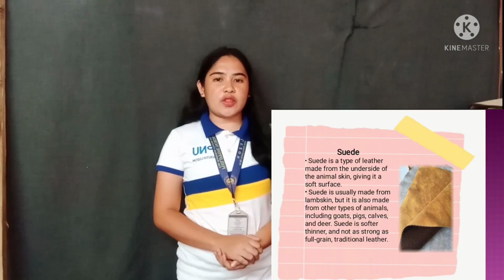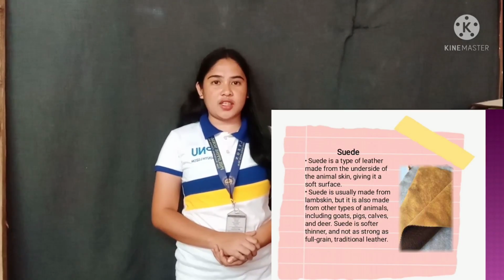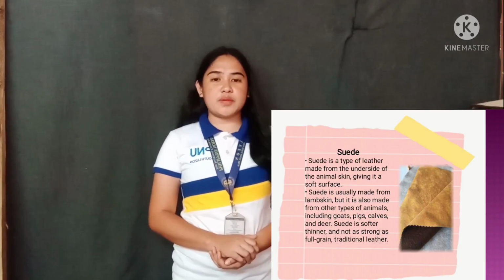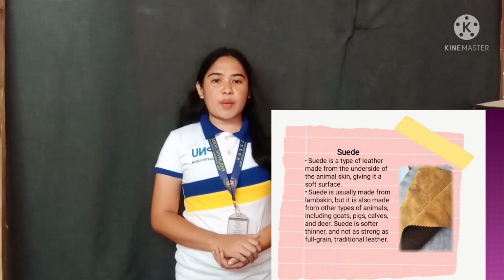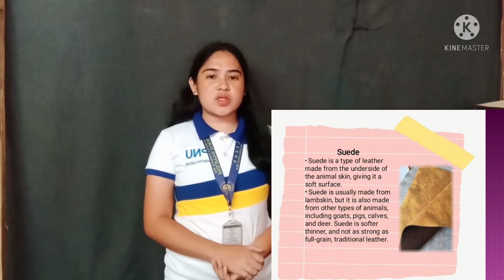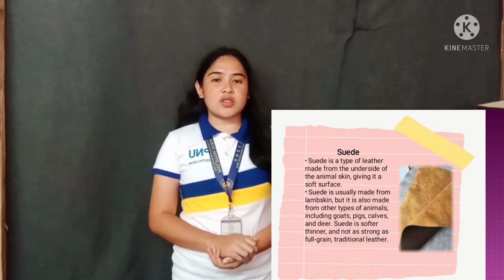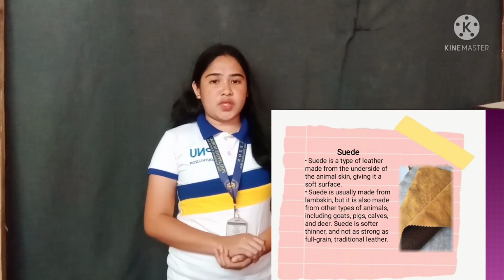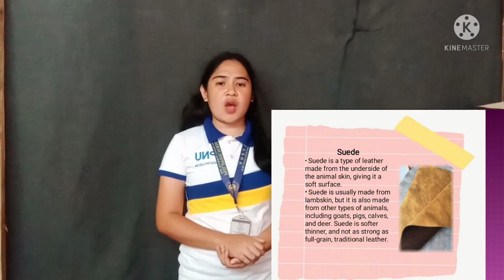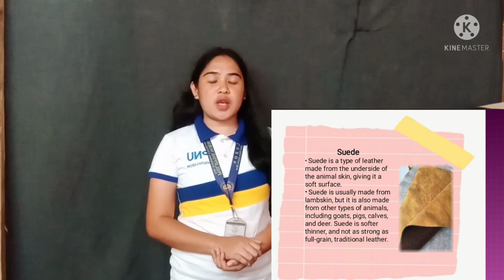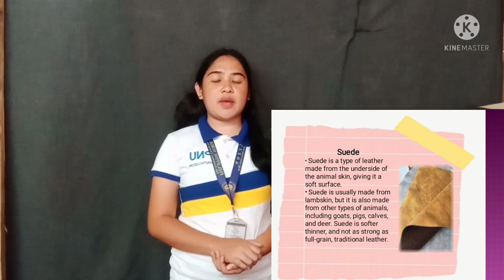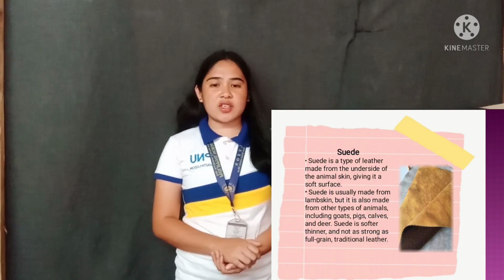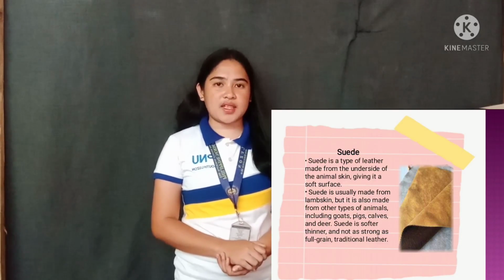Next is suede. Suede is a type of leather made from the underside of the animal's skin, giving it a soft surface. Suede is usually made from lamb skin, but it is also made from other types of animals, including goats, pigs, calves, and deer. Suede is softer, thinner, and not as strong as full-grain traditional leather. However, suede is very durable, and true to its nature, is pliable and can be molded and crafted easily. Suede is used for footwear, jackets, and accessories like belts and bags.